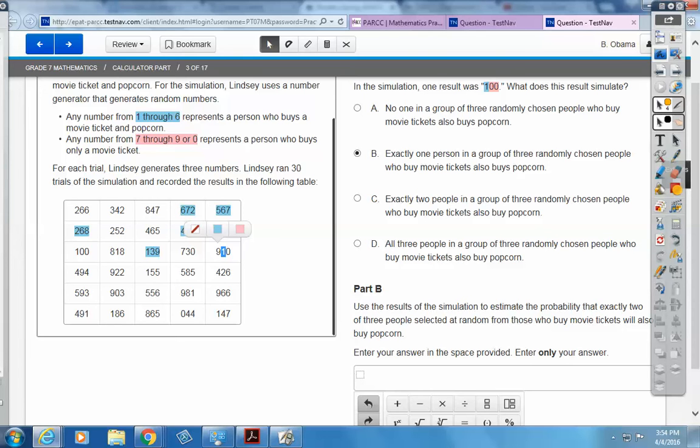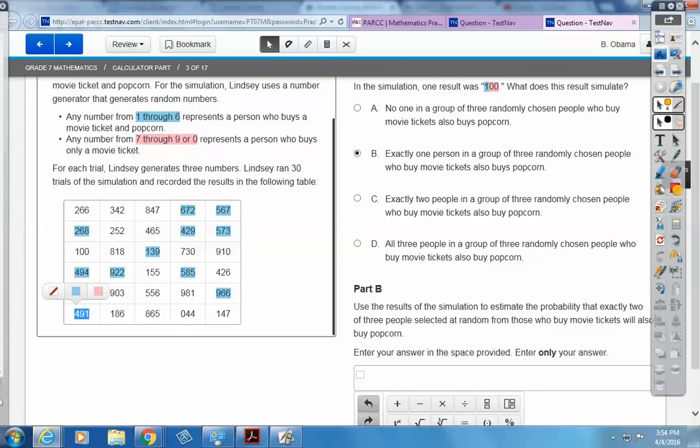4, 9, 4. Yes, that's 2 popcorns. 9, 2, 2. Yes. 1, 1, 1, 5, 5. Nope, that's 3 popcorns. 5, 8, 5. Yes, that's 2 popcorns. That's 3 popcorns. This is 2 popcorns. This is 1 popcorn. 3 popcorns. 1 popcorn. Oh, here's 2 popcorns, the 2 6s.